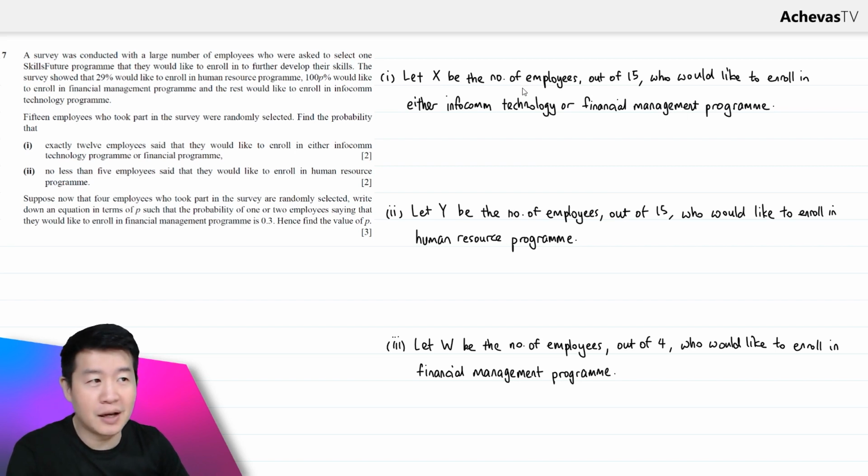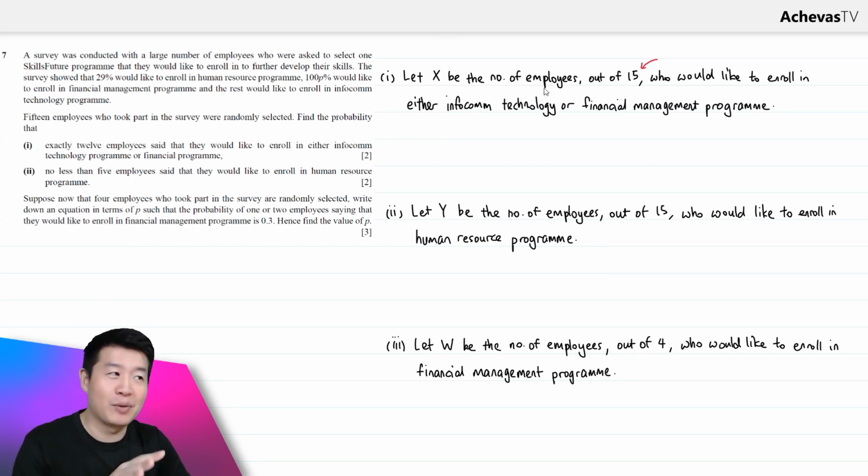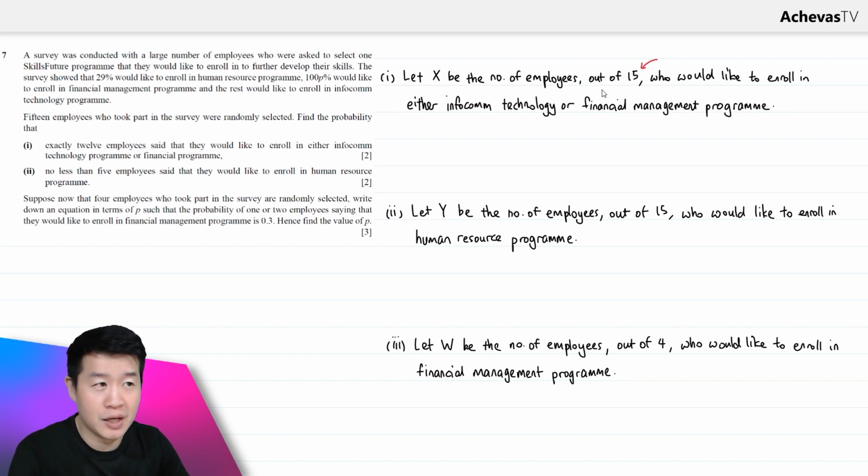I definitely am using a template. With my template, if it is a binomial distribution, I will definitely try to mention n, the number of trials, and I will mention what exactly x represents, which in this case is the number of employees that will enroll in the Infocom and the finance management. So x represents whatever it represents, out of the number of trials. This is my general template when I try to define the random variable for binomial distribution.